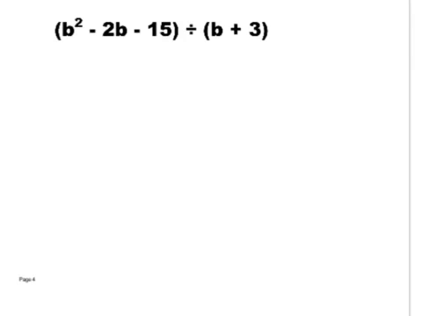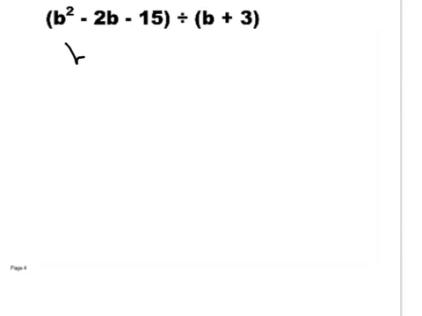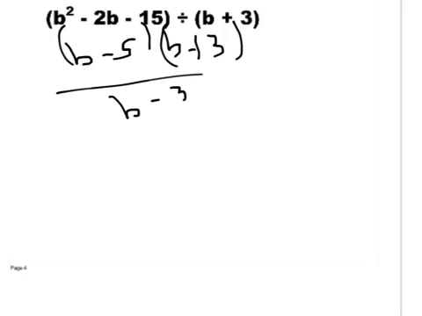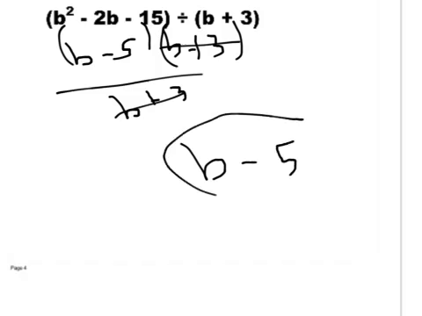Okay, write this down. Go ahead and work it on your own. See what you get. Factor the numerator. We need to find what adds to negative 2 and multiplies to negative 15. I'm going to say b minus 5 and b plus 3. My answer is b minus 5. Is that what you guys got?